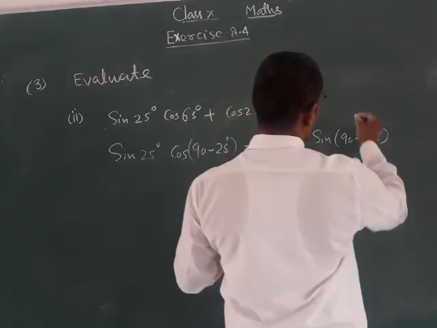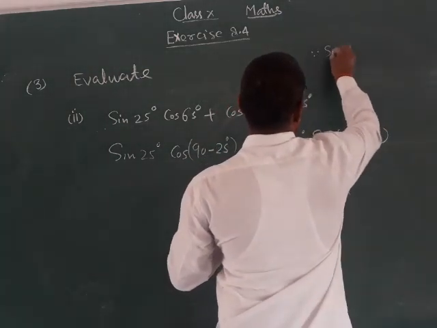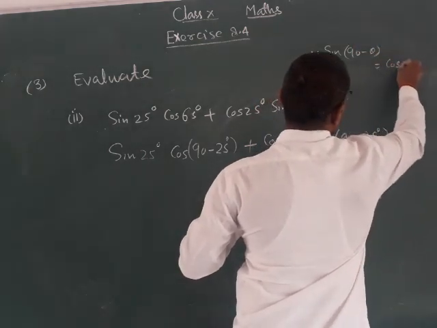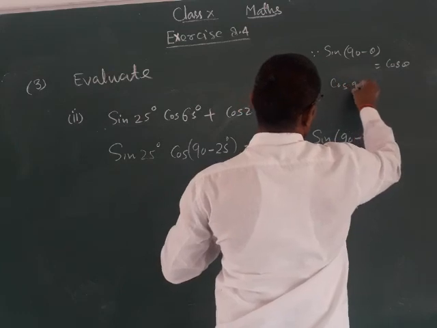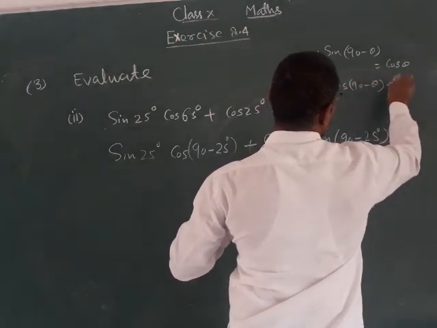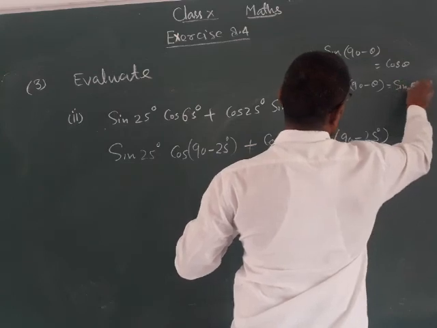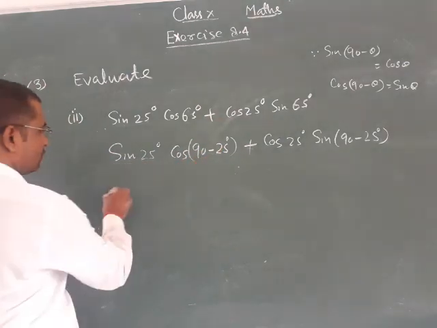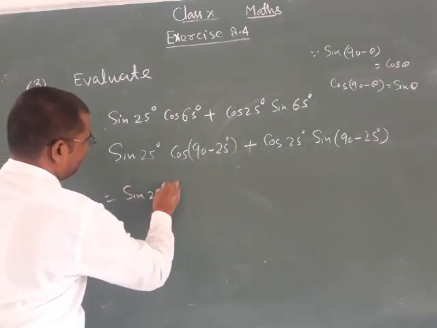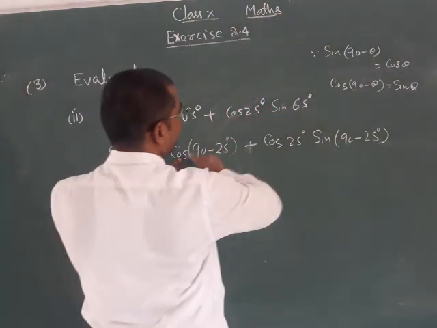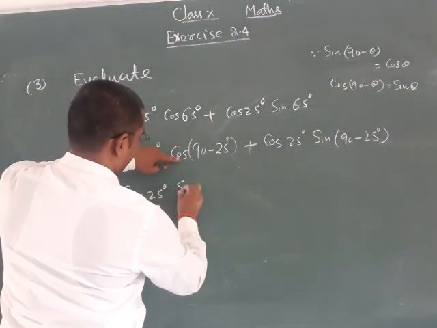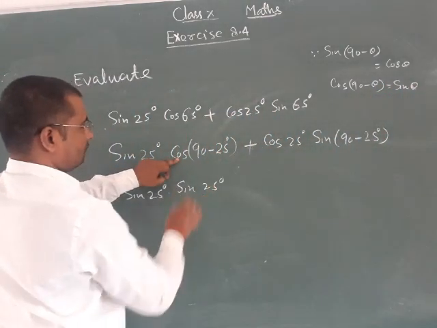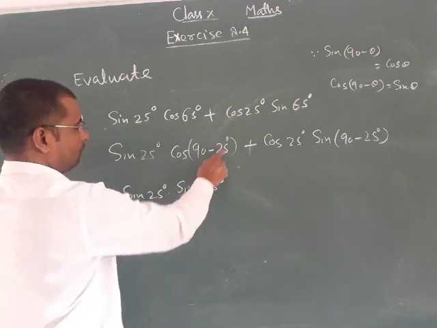Since we know that sin 90 minus theta is equal to cos theta, and also cos 90 minus theta is equal to sin theta, now these formulas can be used. So sin 25 degree, this is theta, 25, this is 25. Cos changes into sin 25.